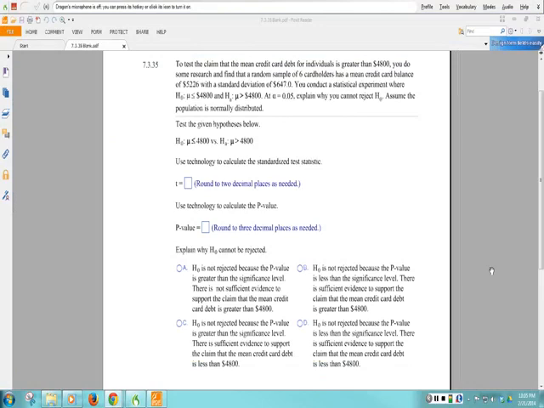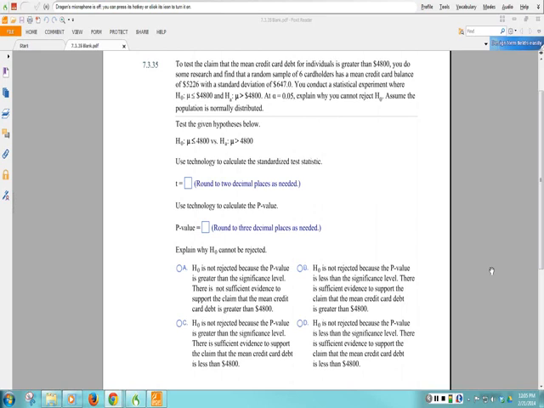Alright, this particular problem is going to be using StatCrunch to calculate the t-score and the p-value. The problem is 7.3.35 from the Larson Elementary Statistics textbook, Picturing the World, 5th edition. The problem: to test the claim that the mean credit card debt for individuals is greater than $4,800, you do some research and find that a random sample of 6 cardholders has a mean credit card balance of $5,226 with a standard deviation of $647.